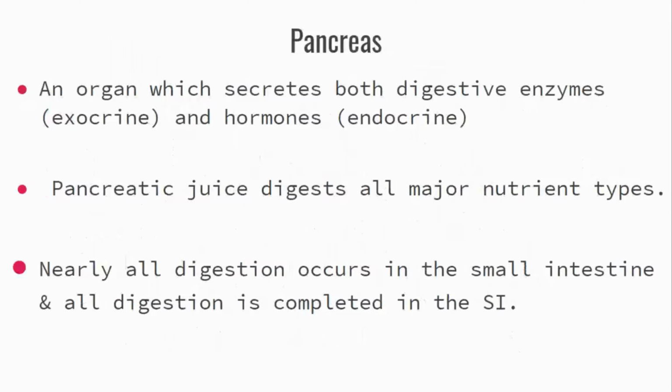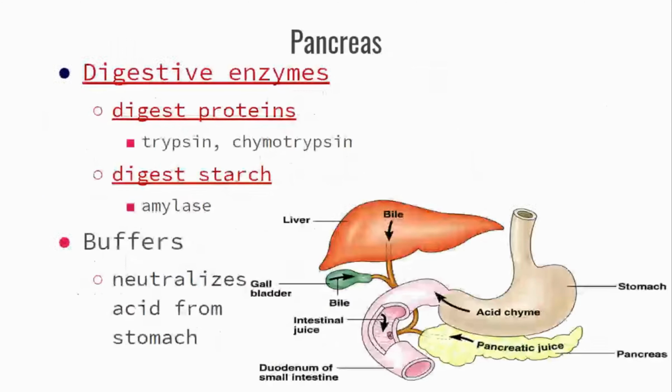Pancreas is an organ which secretes both digestive enzymes, exocrine, and hormones, which is referred to as endocrine. Pancreatic juice digests all major nutrient types. Nearly all digestion occurs in the small intestine, and all digestion is completed in the small intestine.